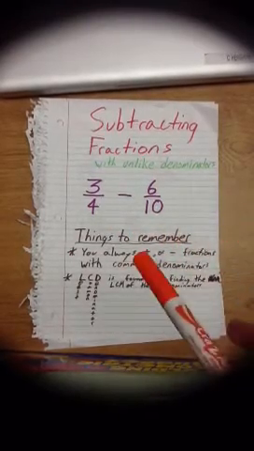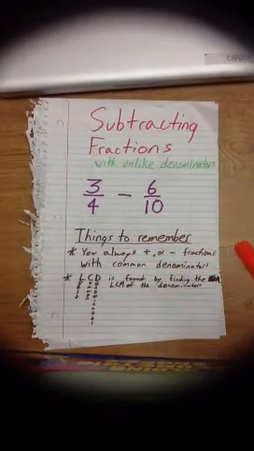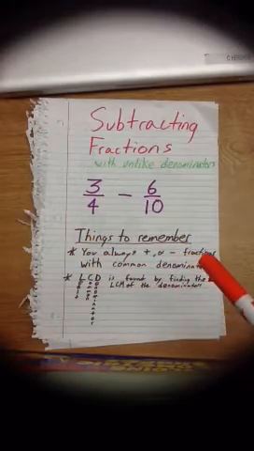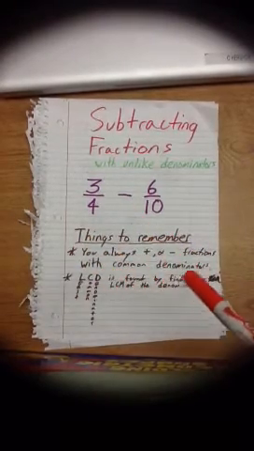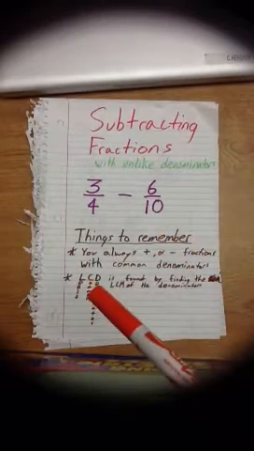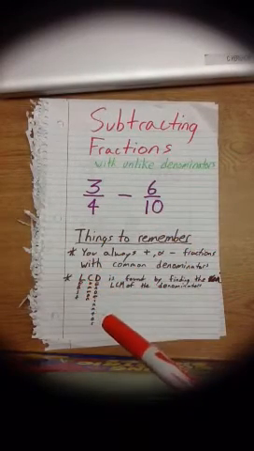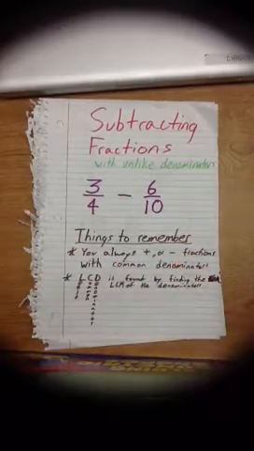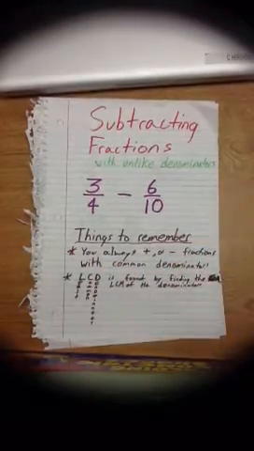Things to remember: you always add or subtract fractions with common denominators only. You do not add or subtract them when they have different denominators. You have to change them first. And the LCD, or the least common denominator, is found by finding the LCM, least common multiple, of the denominators.